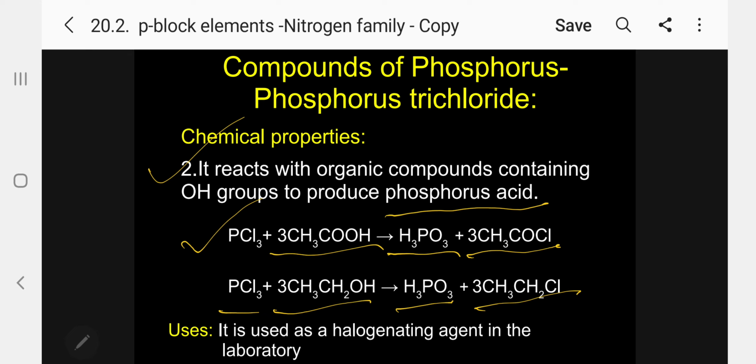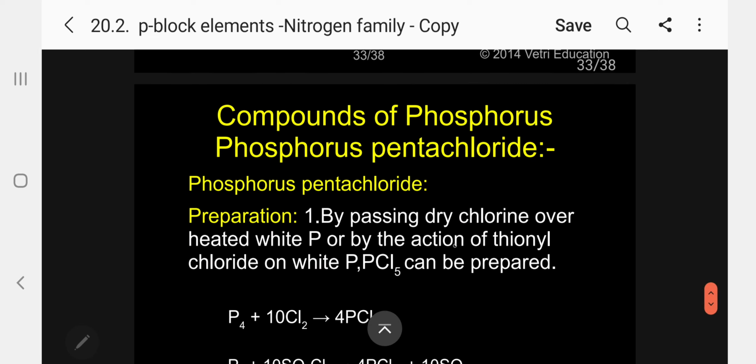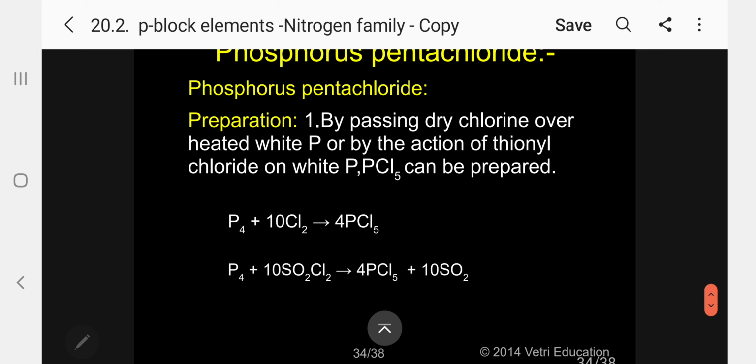Please follow. Coming to uses, it is used as a halogenating agent in the laboratory. So if you want to prepare a halogenated alkane, we use this phosphorus trichloride. Please follow. The next compound of phosphorus is phosphorus pentachloride.